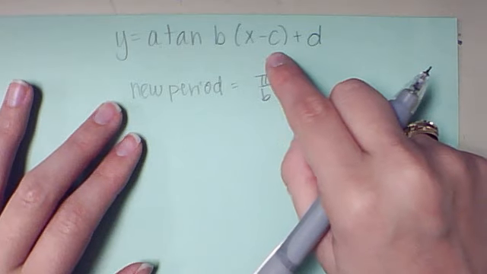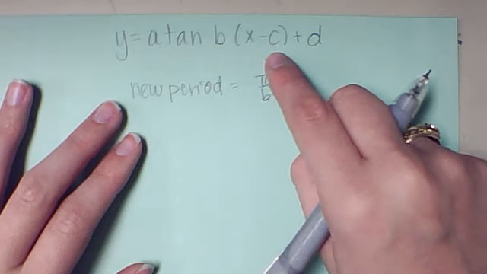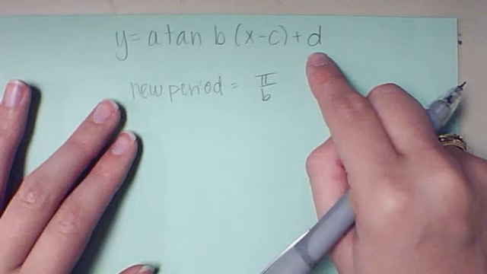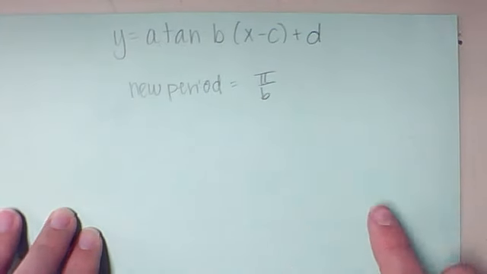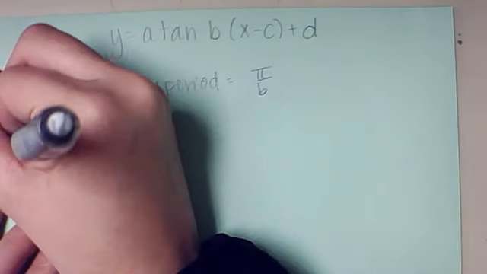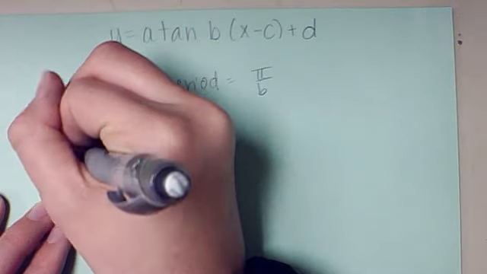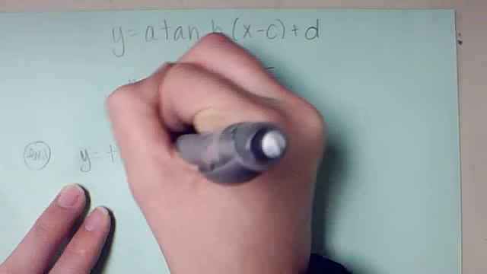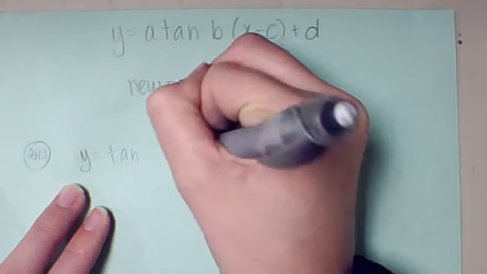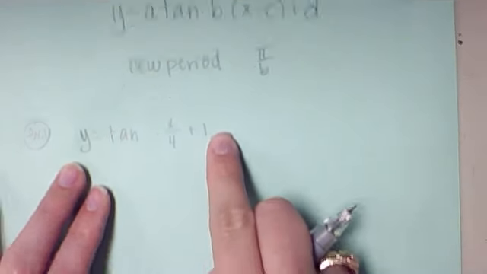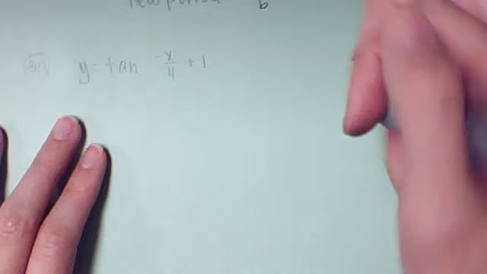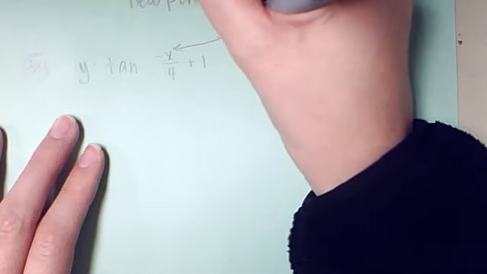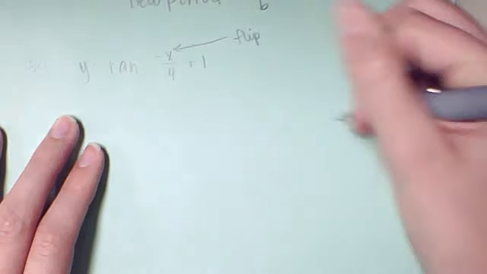C is a shift left or right. Remember, that's opposite of what you think. And D is a shift up or down. I'm going to show you 2 examples and then do one with you from your homework. Example number 1 is that y is equal to the tangent of negative x over 4 plus 1. There are 1, 2, 3 things going on here. The first is that I've got a negative in front of my x, which causes me to have a flip.